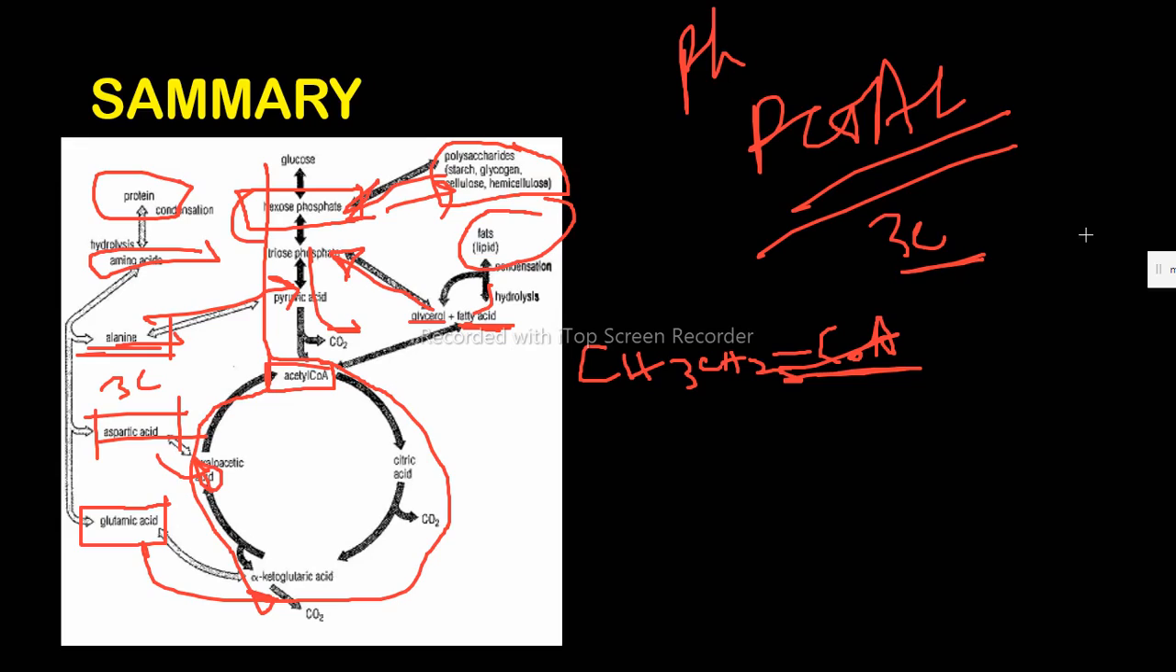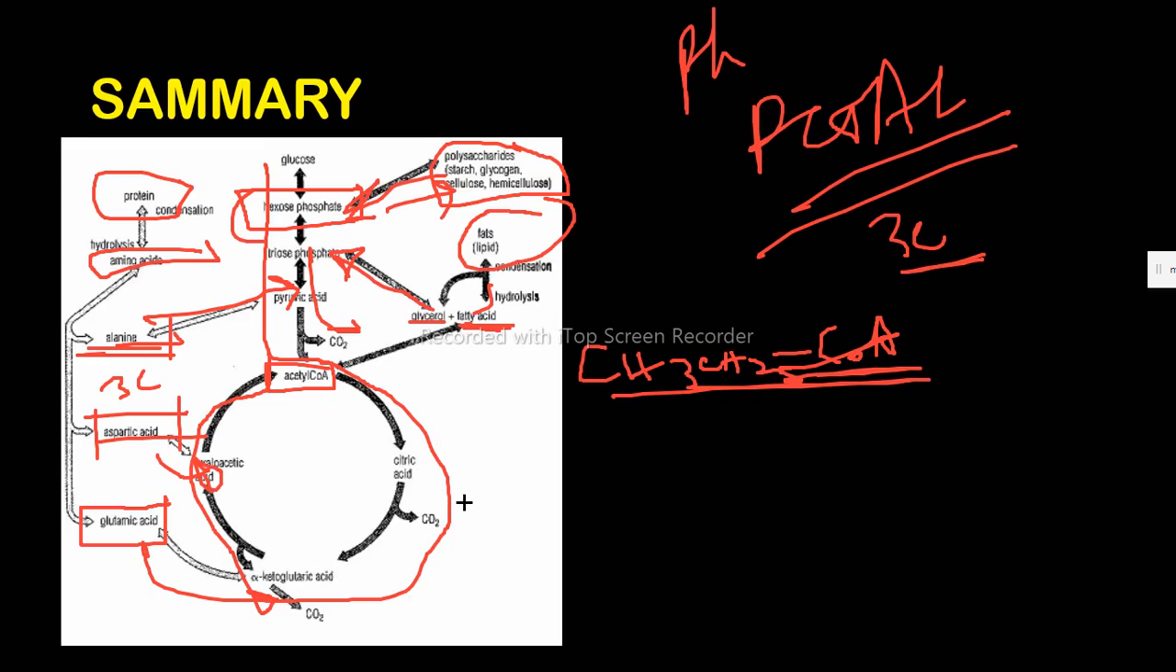You want to produce amino acids? PGAL. You want to produce fats? You, the plant, PGAL. You want to produce polysaccharides? PGAL. Okay? So these integrations, all these reactions, they are reversible, and you can form anything out of this. And that's how our bodies are able to do that.